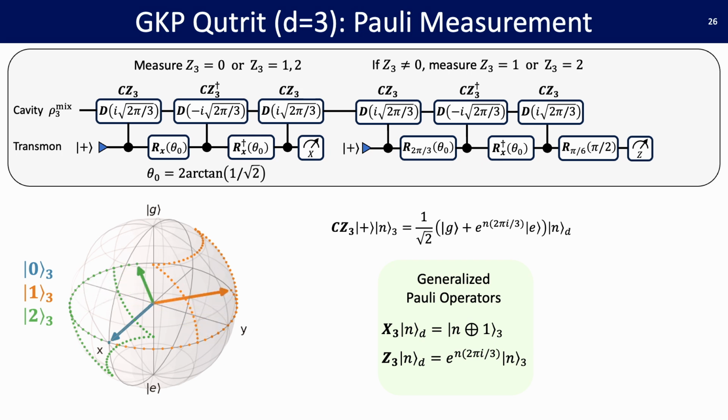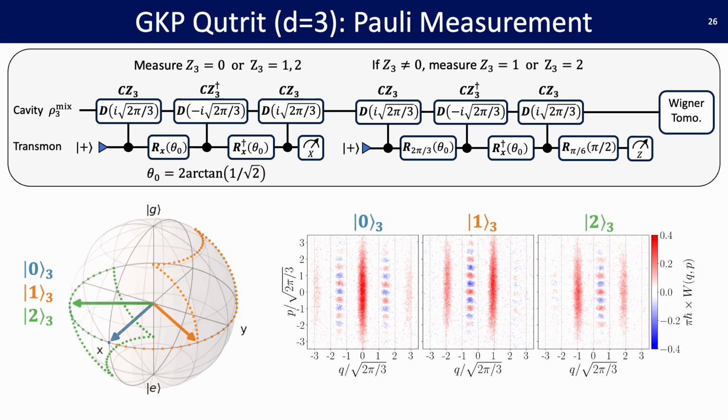So to verify that this circuit is indeed performing the projective measurement we wanted to, we prepare the cavity in the maximally mixed state of the qutrit, perform this measurement sequence, and perform Wigner tomography at the end of the line, post-selected on our various measurement outcomes. And we see that indeed, when we get 0, we are preparing the 0 state centered at 0. The 1 state is offset by root 2 pi over 3, and the 2 state is offset by root 2 pi over 3, exactly as we expect.